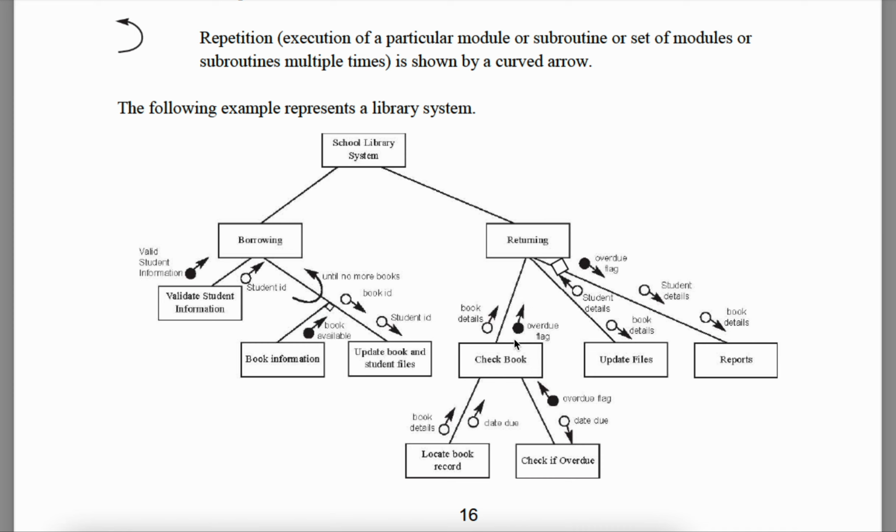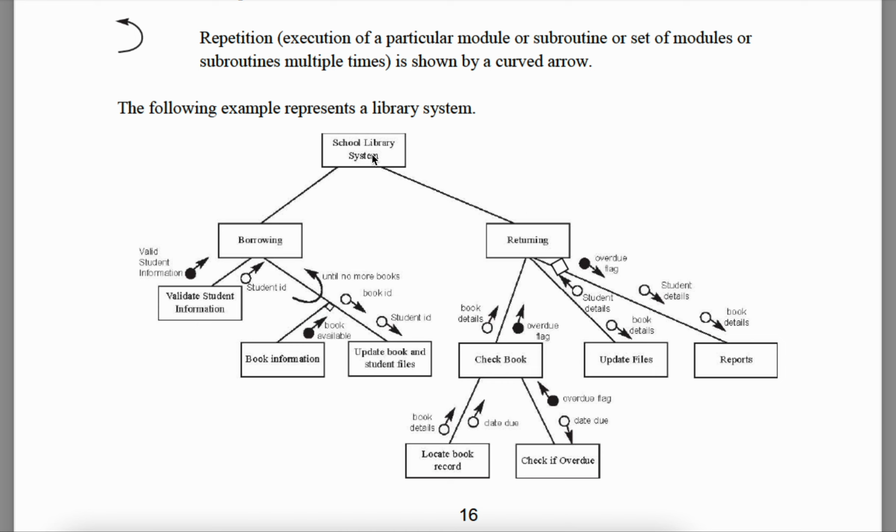I read from left to right: checkbook, update files, and reports. Okay, checkbook comes first. This weird rectangle, diamondy shape here, we'll come back to shapes in a minute, but remember that on reports. Underneath checkbook, there is a locate book record and a check if overdue. Again, the main thing that you need to get is that the hierarchy of all of these things indicates their importance within the system.